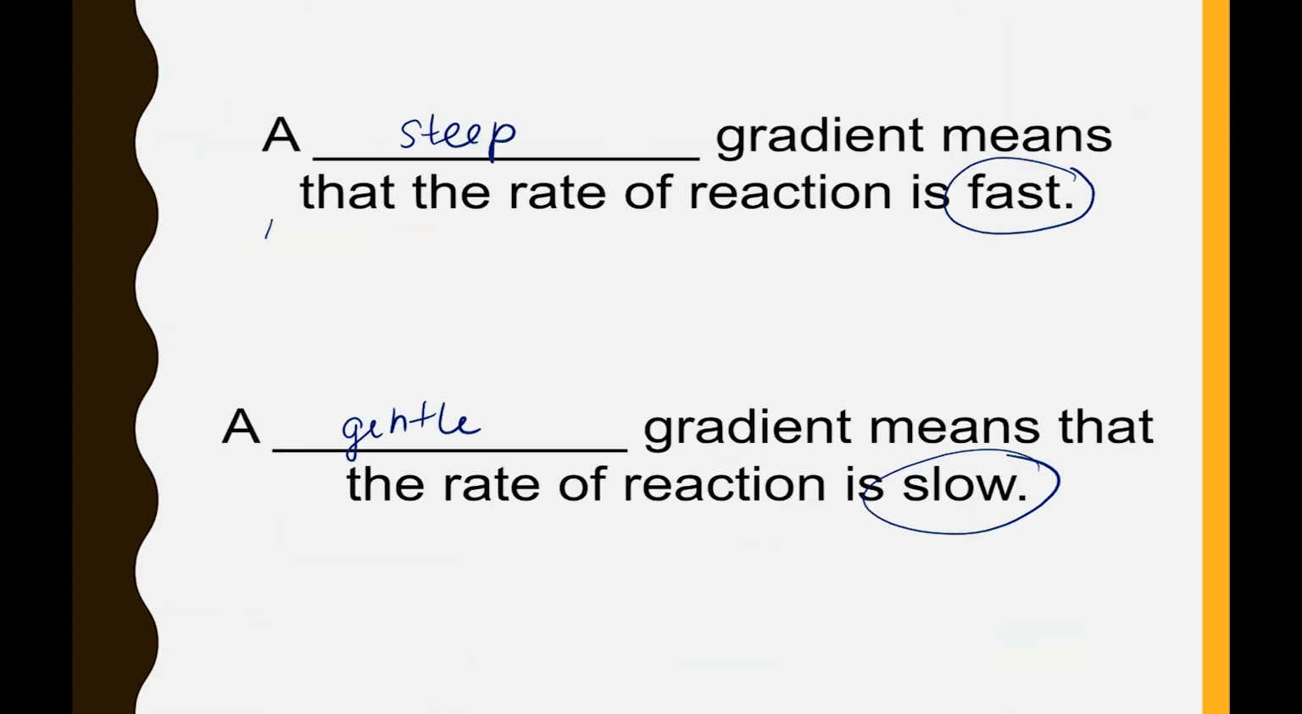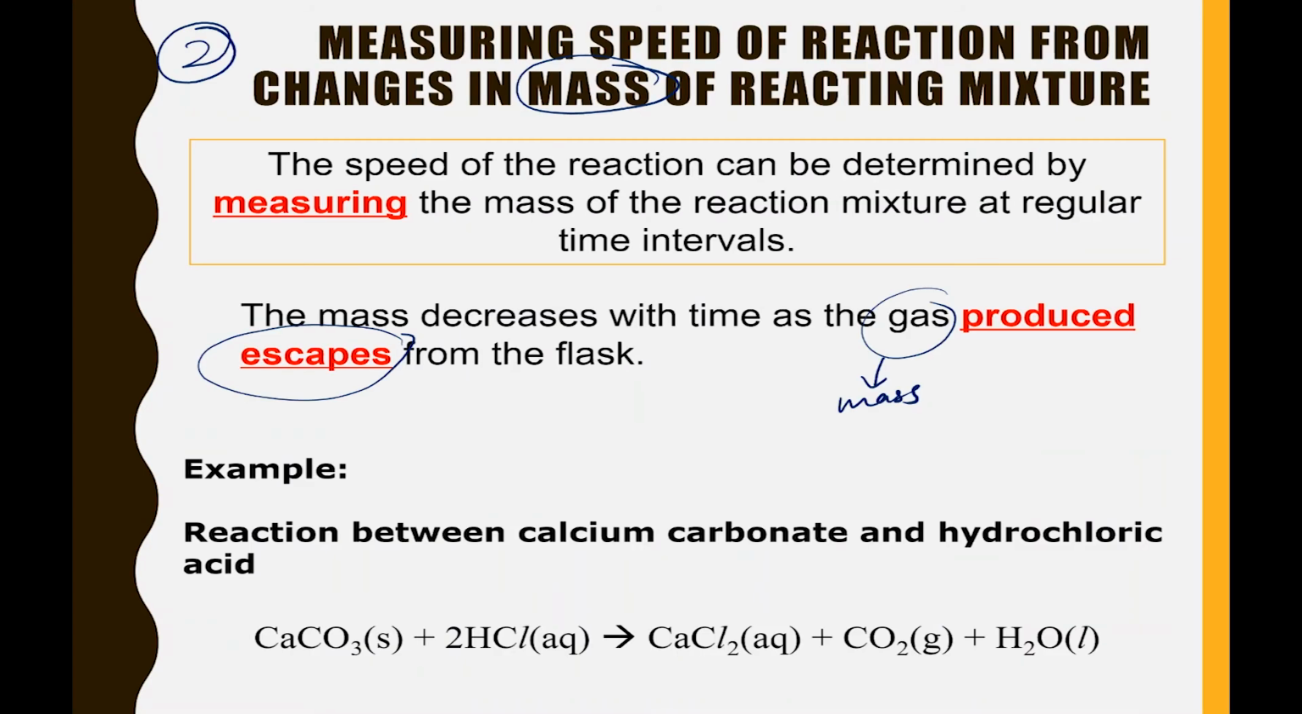So how do I measure the mass then? I can measure the mass by using an electronic balance. There's nowhere else. Now let's look at the reaction between calcium carbonate and hydrochloric acid.